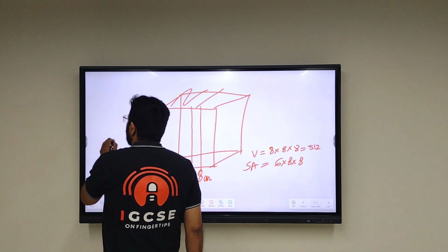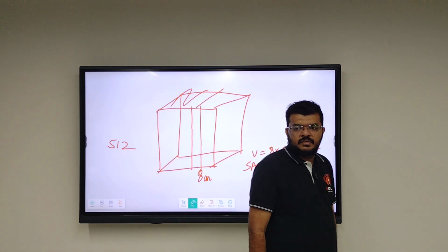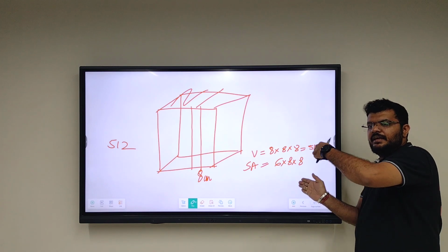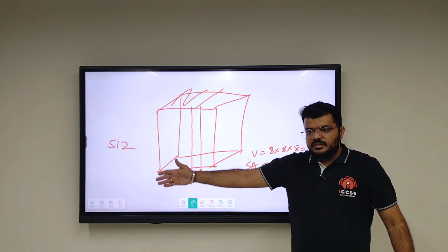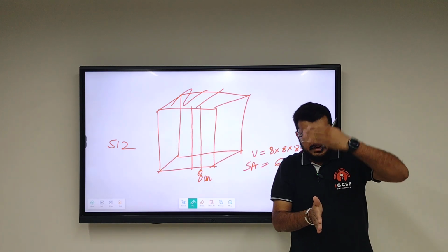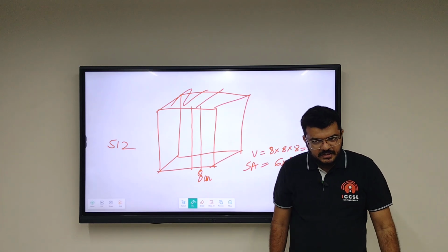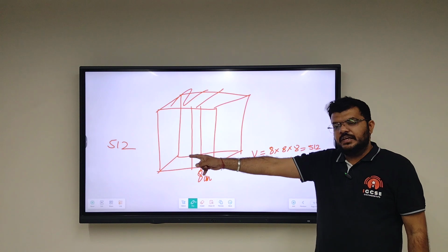512. 512 cubes will be made, right? Each with the side 1 centimeter. Count 8 and 8. See, this is the rule, right? Cut here 8, cut this way 8, and cut this way also. So we made cubes, which have 512 cubes.